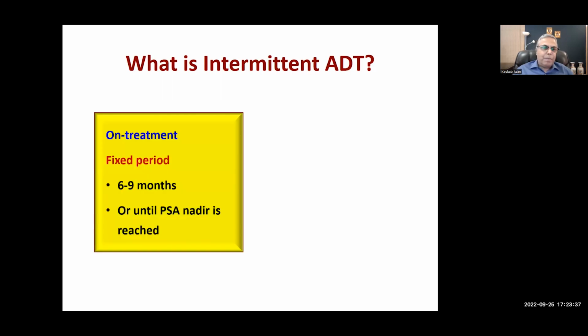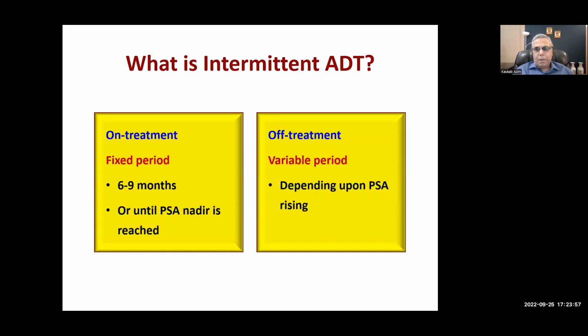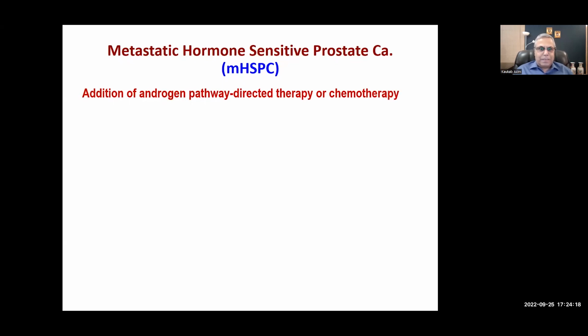What is intermittent therapy? You give treatment for 6 to 9 months. You must give for 6 to 9 months. This is the fixed period. Or until the PSA nadir is reached, you reach a PSA which is below 0.02. Okay, so these are the two criteria for giving androgen deprivation therapy. And then you stop. For how long do you stop? It depends upon the PSA level. You stop, and if the PSA is not rising, you don't give the therapy. But if you see that the PSA starts rising after 3 months, 6 months, or whatever time, you have to restart the treatment. Okay.